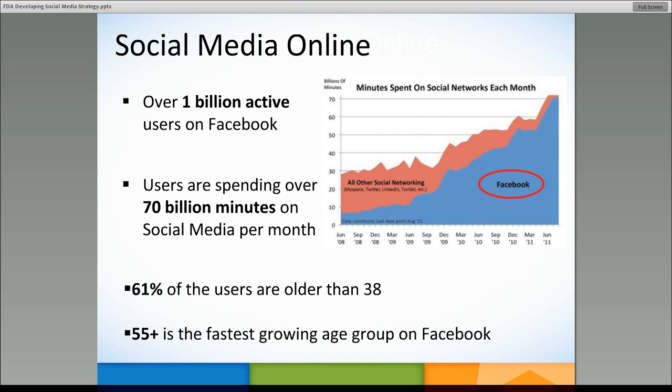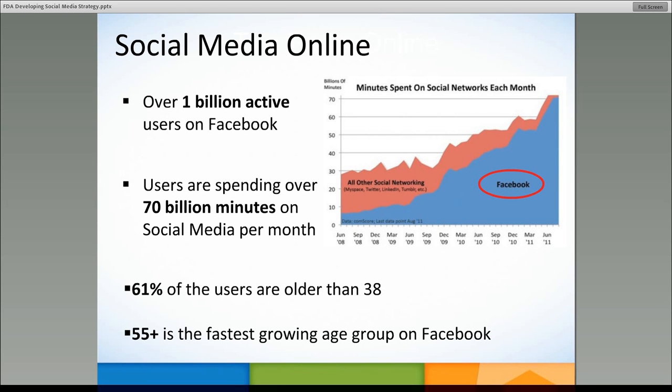Well, we did some statistics, and 61% of the users are older than 38 years old. That's very powerful. So it's not just the young generation getting on there anymore and signing up. It's parents, it's grandparents. 55 and older is the fastest growing age group on Facebook. These are the grandparents or the parents whose kids are going away to college, or their kids are having kids, or they're moving away to a different state because of work, or they're being deployed overseas, or whatever it may be.